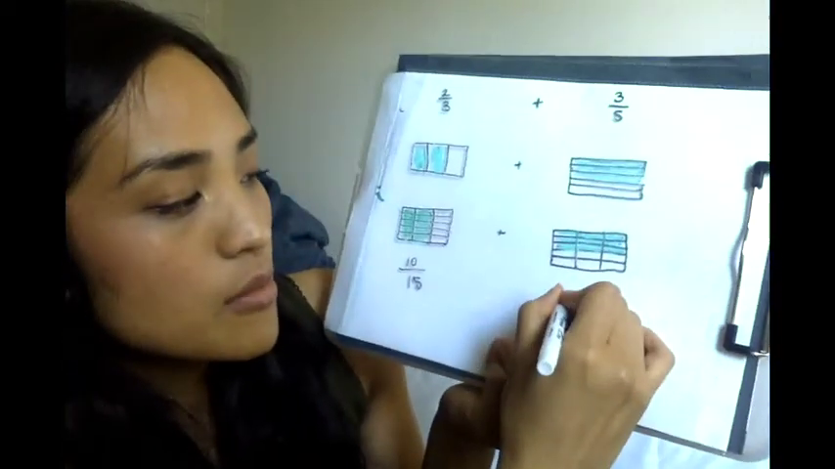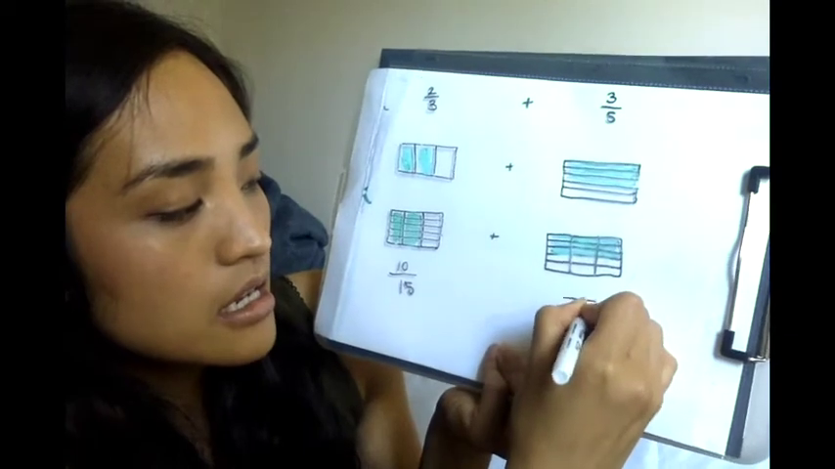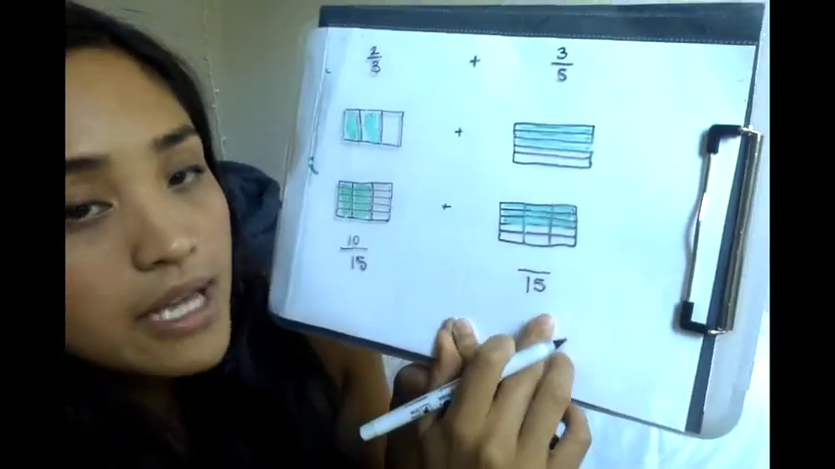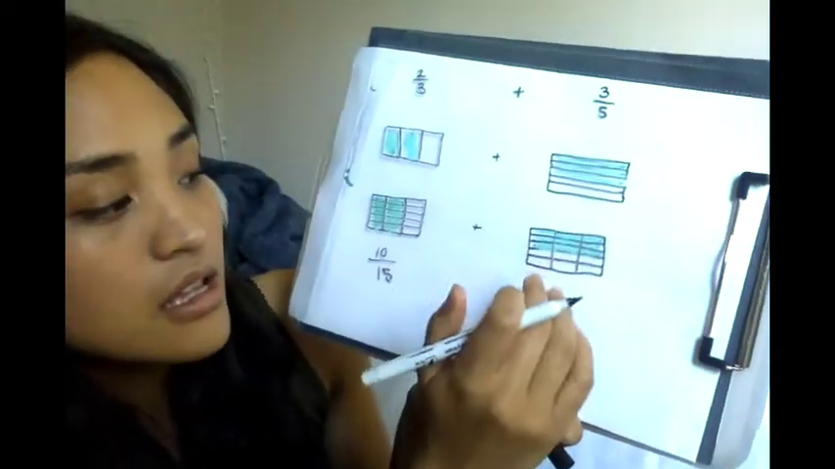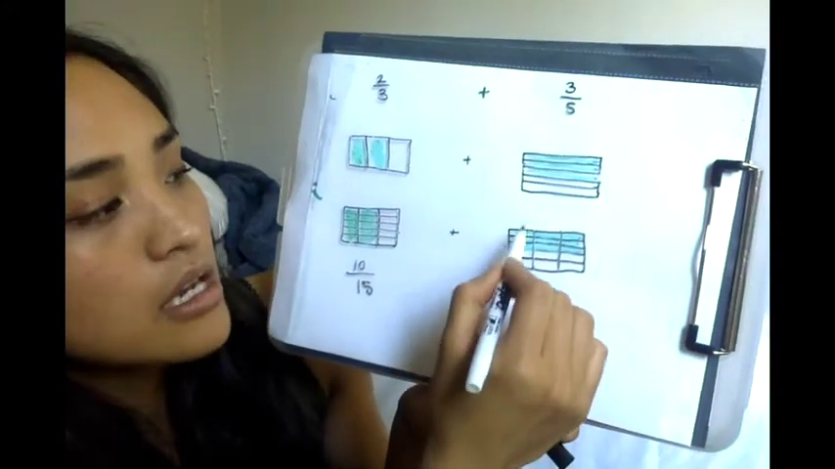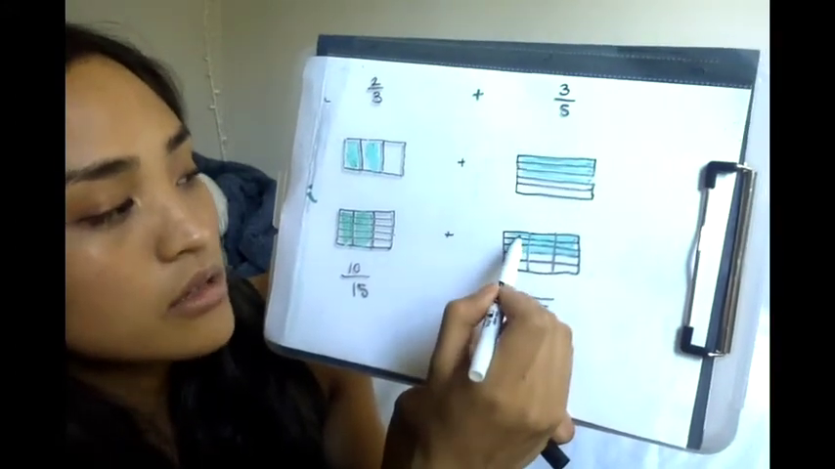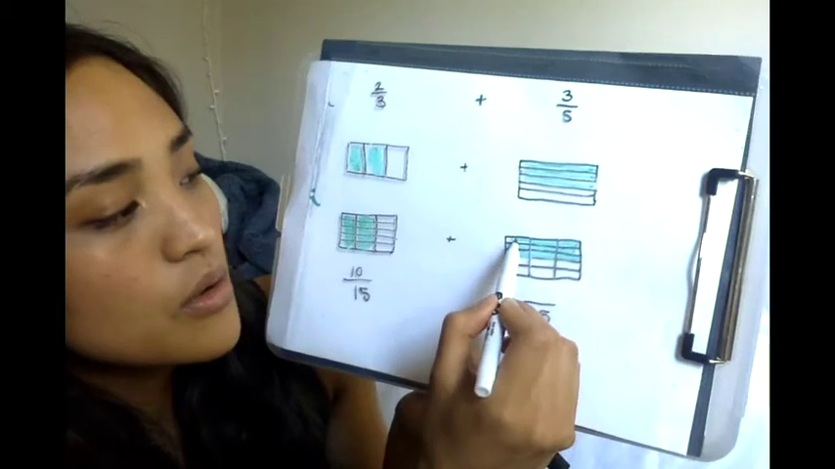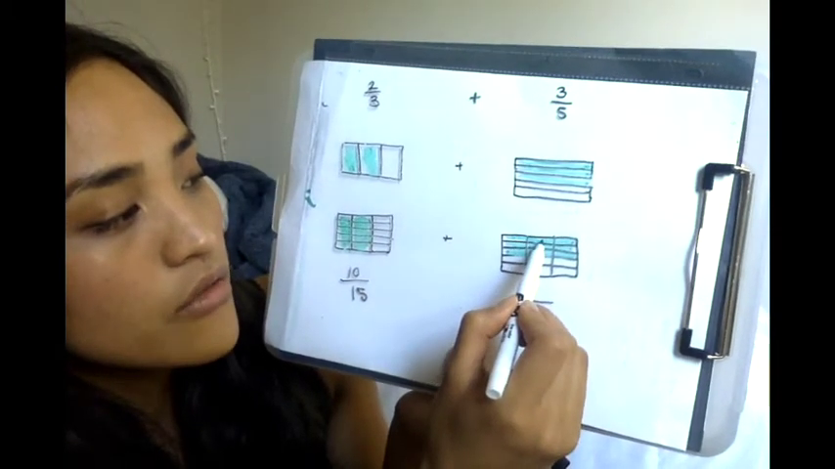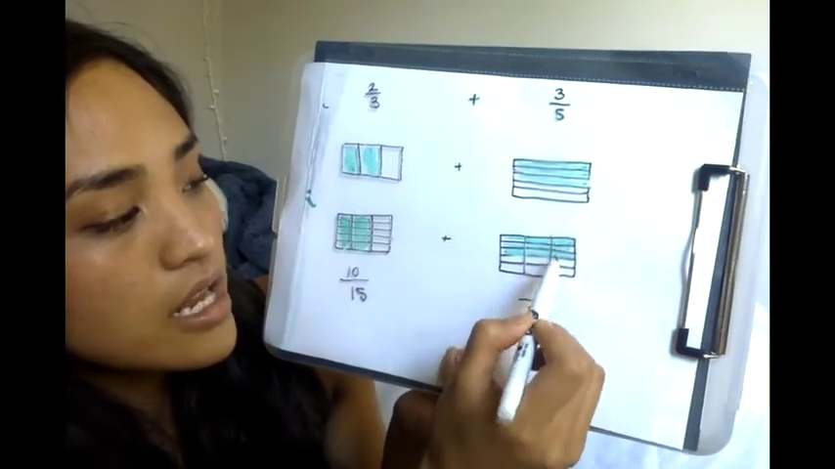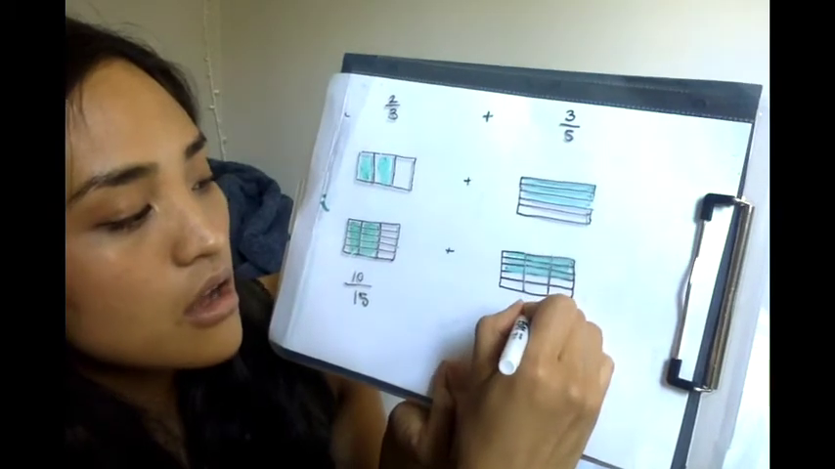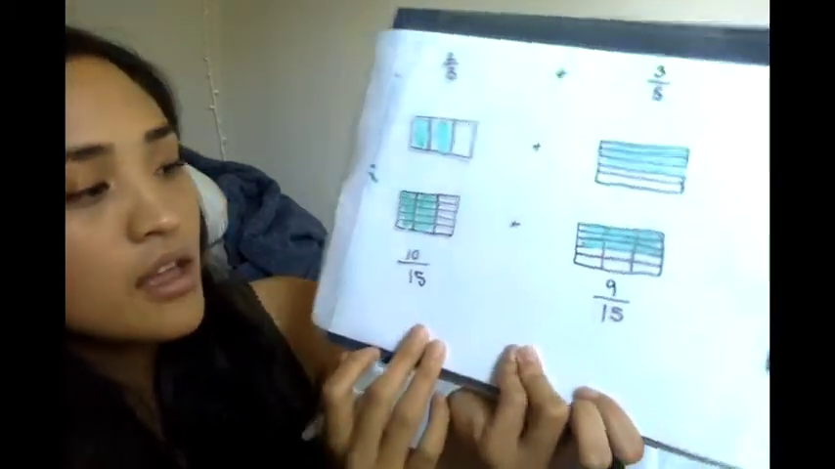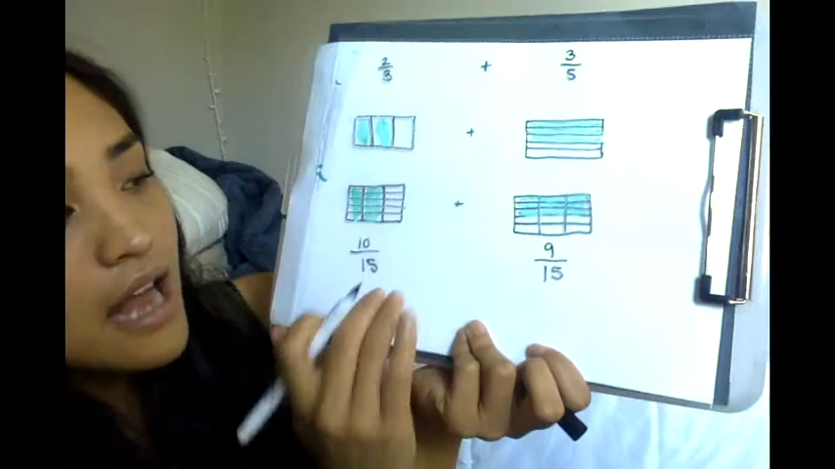So now I'm going to come over here to this side. I can put 15 on the bottom again because I know that these are 15th size pieces. And now I'm going to count my colored in pieces. 1, 2, 3, 4, 5, 6, 7, 8, 9. Awesome. Now we can add them together.